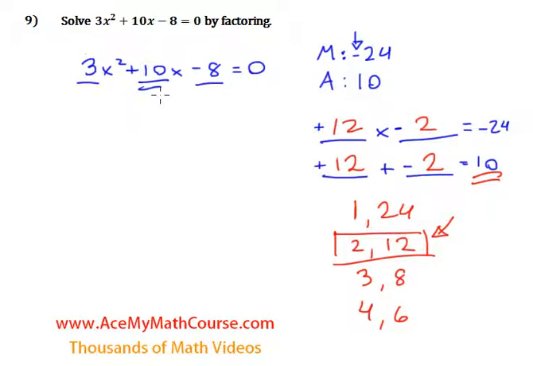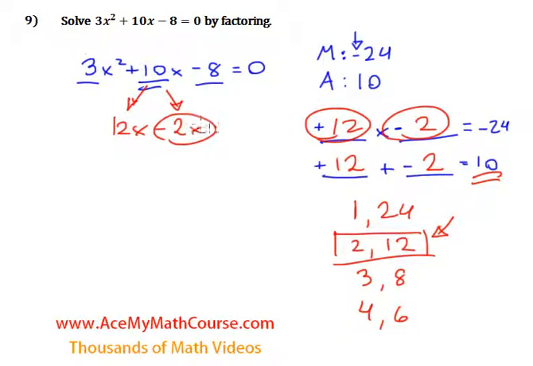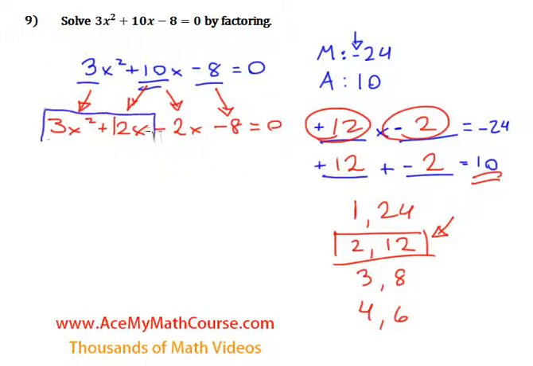Okay, so what do we do now? We split up the 10x into 12x minus 2x. The 12 goes here. The negative 2 goes here as a minus 2x. And we can just bring down the minus 8 and the 3x squared. Okay, now what do we need to do? We pair these off.